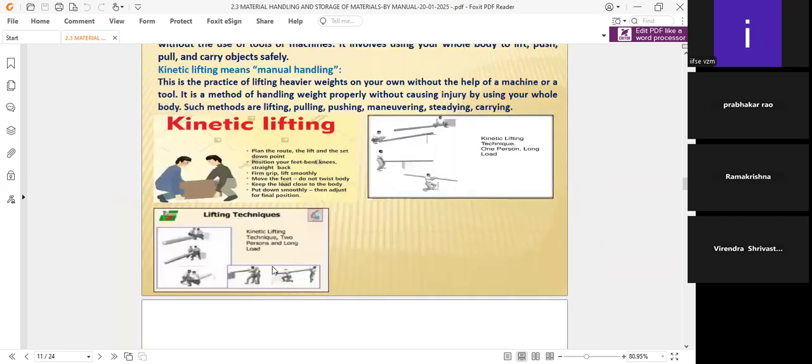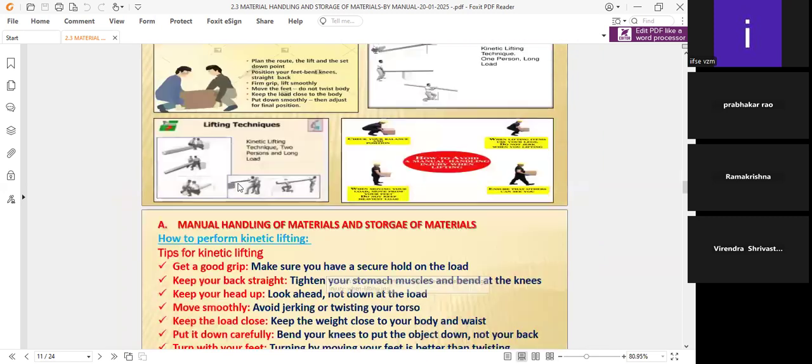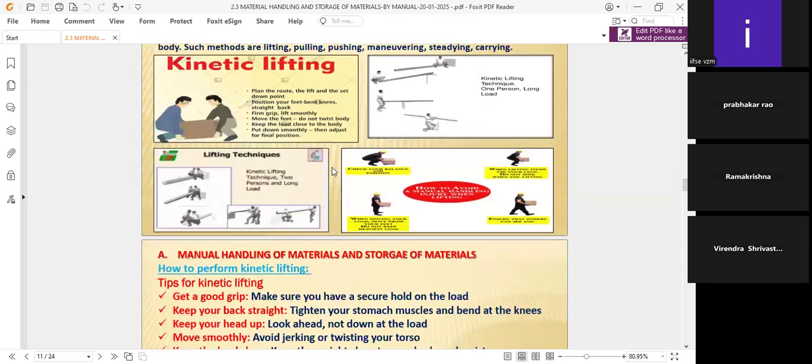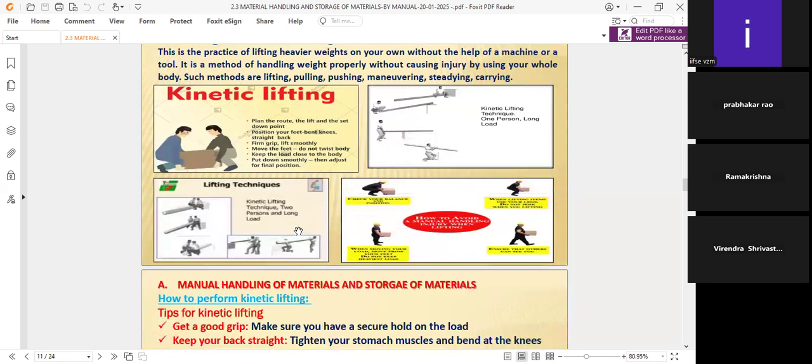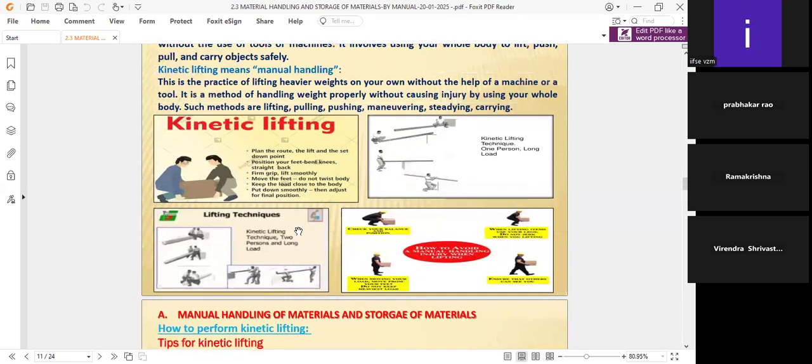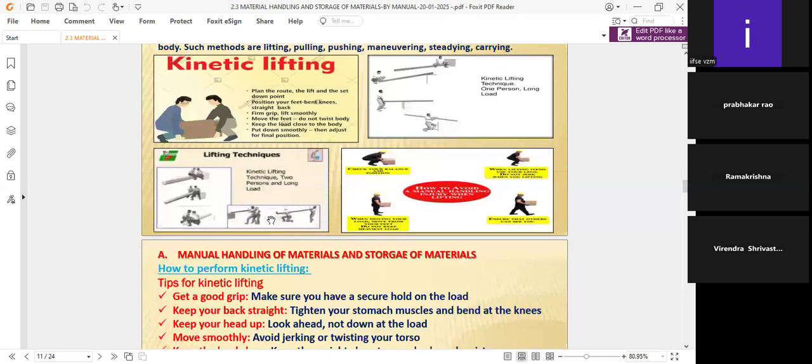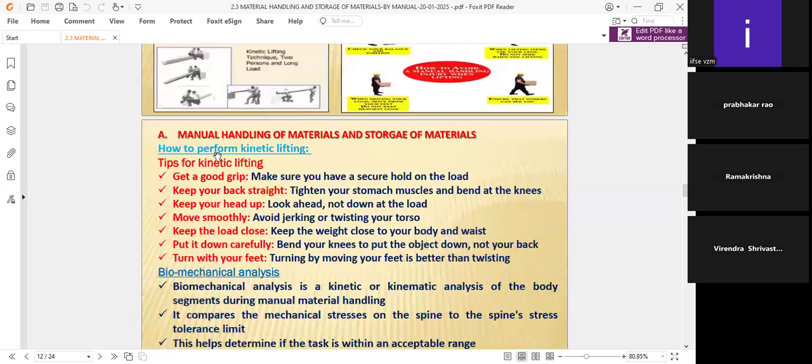It's very important how to perform a kinetic lifting. While lifting manually, we should not be confused about kinetic lifting. Kinetic lifting means manual lifting. That means how to perform a kinetic lifting.